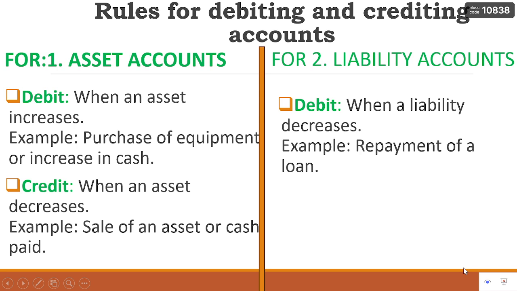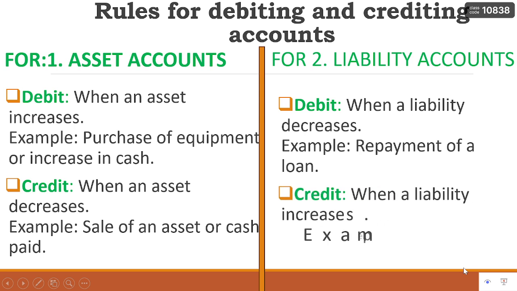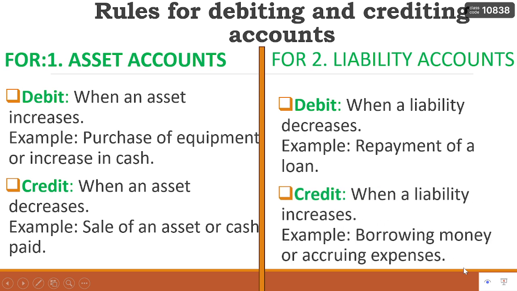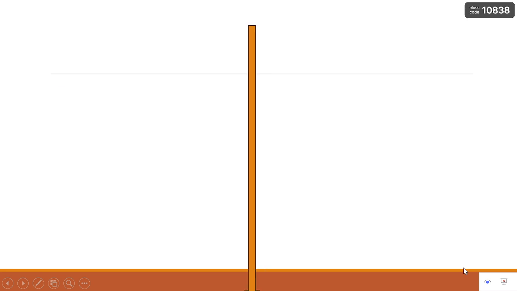Debit when a liability decreases, for example, repayment of a loan. When you are repaying a loan acquired from a bank, you have to debit the loan account, because you are decreasing the amount of money that you owe to the bank. Credit a liability account when a liability is increasing, like when you're borrowing money or accruing expenses. When you borrow money, you are increasing the liability you owe to the bank, so you have to credit that loan account, that liability account.